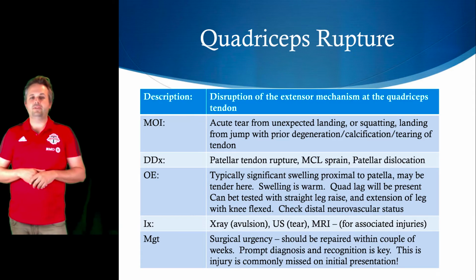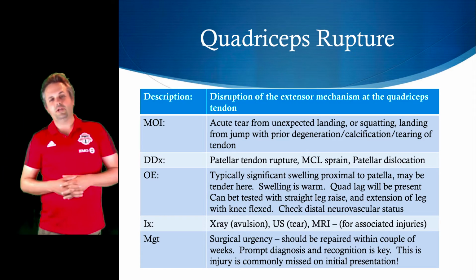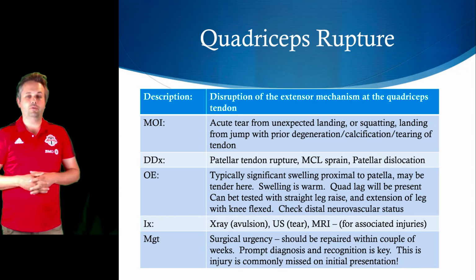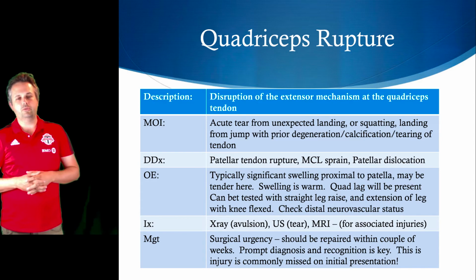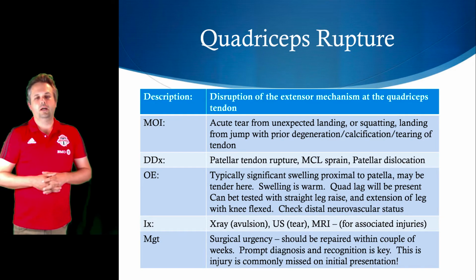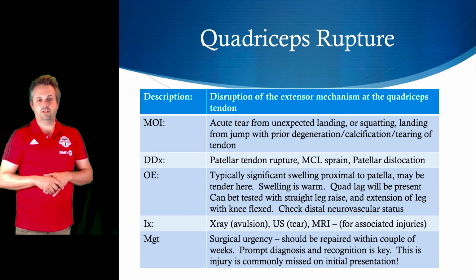You'll typically have a significant amount of swelling above the patella, and they may in fact be tender there. This swelling is typically warm because it's associated with hemarthrosis, and there's going to be a quad lag present. So when you ask them to straighten their leg, they're unable to keep that leg straight with a straight leg raise. Once again, with this, you also want to check that neurovascular status, make sure everything's intact.